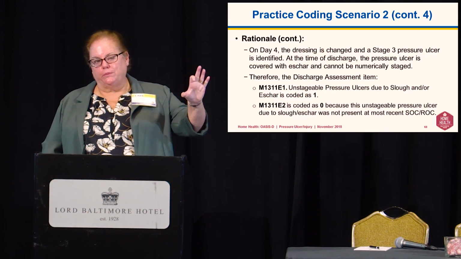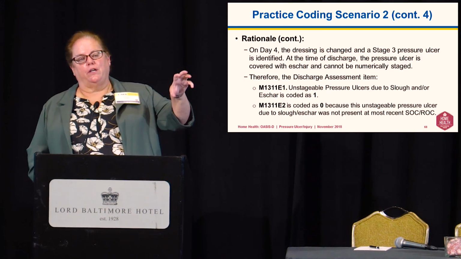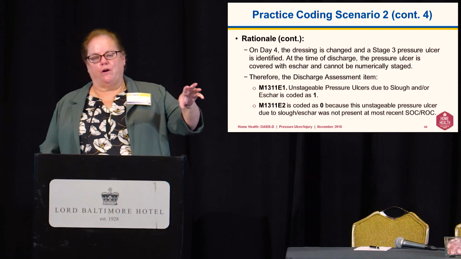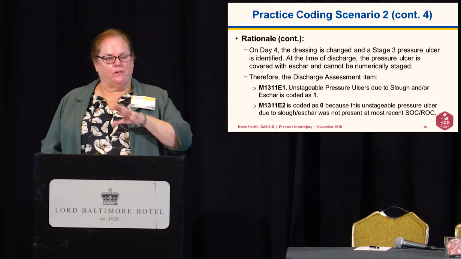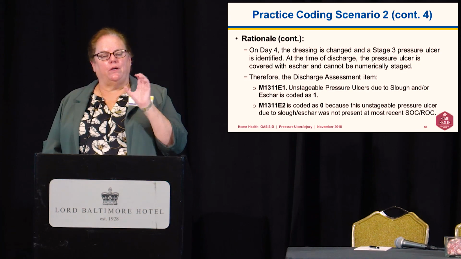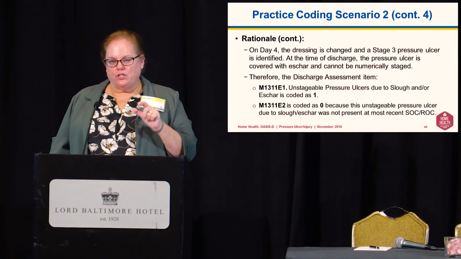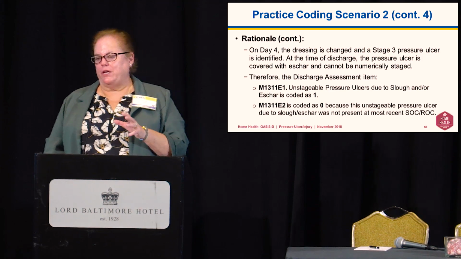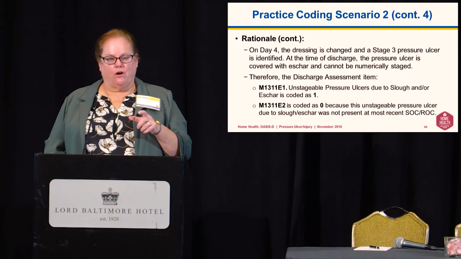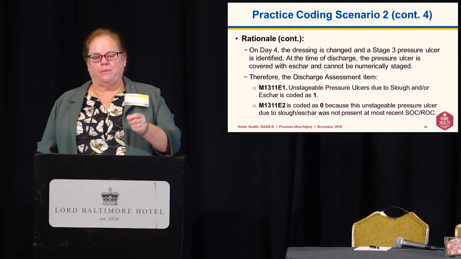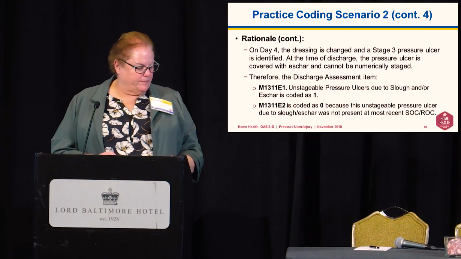So non-removable dressing, we know there's a stage 3 ulcer underneath there, supposedly from the site beforehand. Day 4, we take the dressing off, we clean it and examine it, and we code it as a stage 3. And then at discharge, we're again assessing the patient. And that same exact wound has slough and eschar over it, and we can't see the base of the wound, so it's non-stageable due to that.